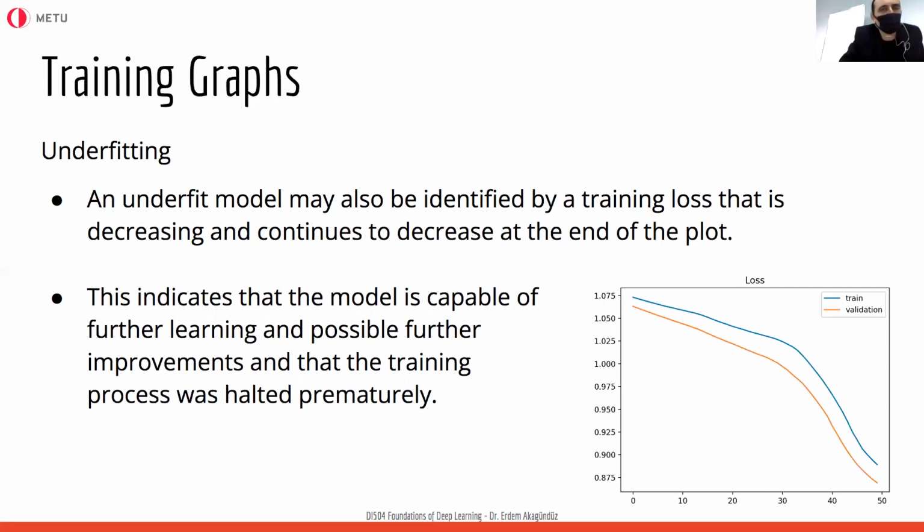These are not the things that you will come across easily, guys. Because you will be selecting an architecture from the literature, and most probably the capacity of the architecture will not be low for you. It will be high. It can be high where you experience the overfitting problem, but most probably it will not be low.